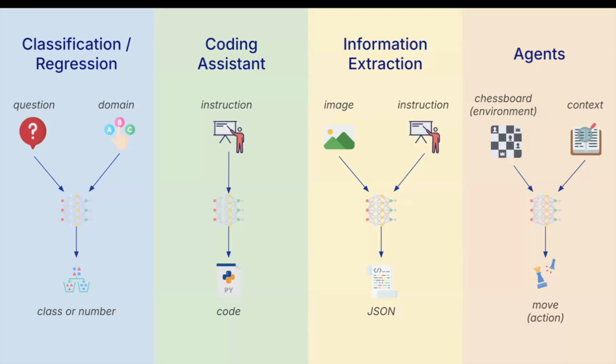Likewise for agents, maybe using your large language model to make decisions to act in some environment. So maybe we have a chess-playing agent, and it takes the current setup of the chessboard and some context. Maybe that's embeddings of a chess textbook or some sort of knowledge that's helpful. And you want it to output a move, the next move. You want that to be robust and reliable.